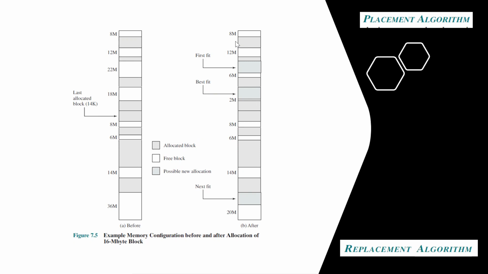Best fit chooses the block that is closest in size to the request. First fit begins to scan memory from the beginning and chooses the first available block that is large enough. Next fit begins to scan memory from the location of the last placement and chooses the next available block that is large enough.